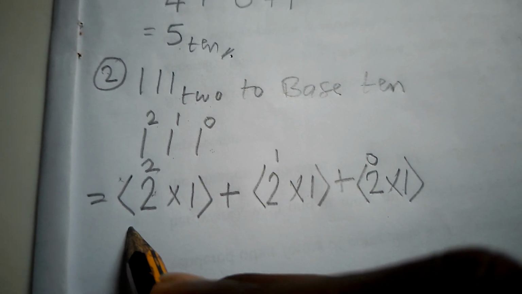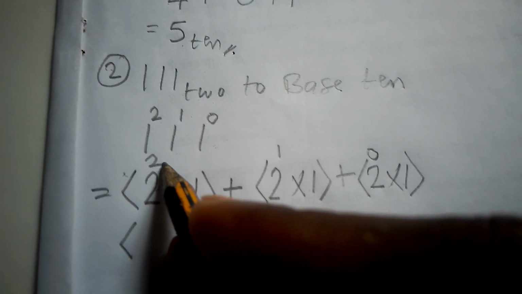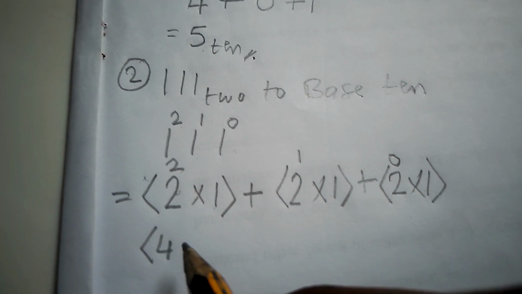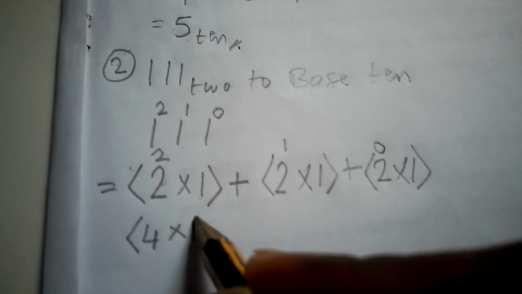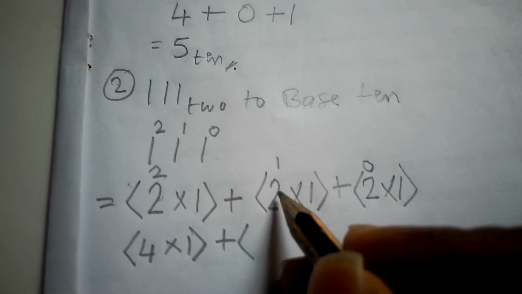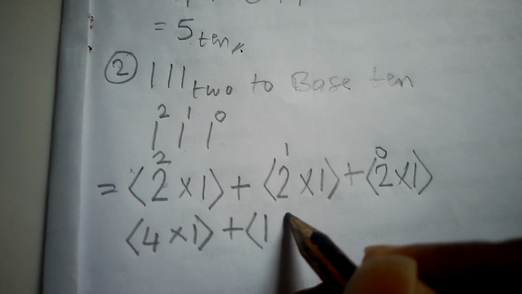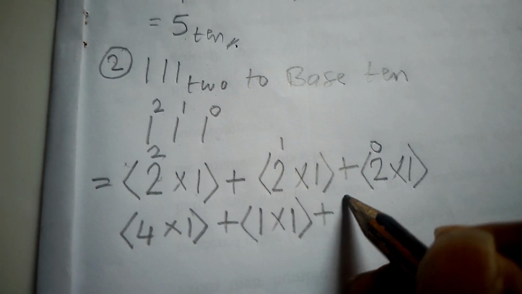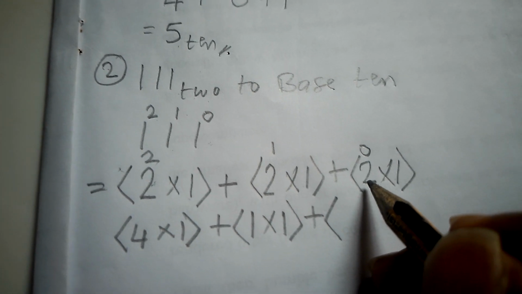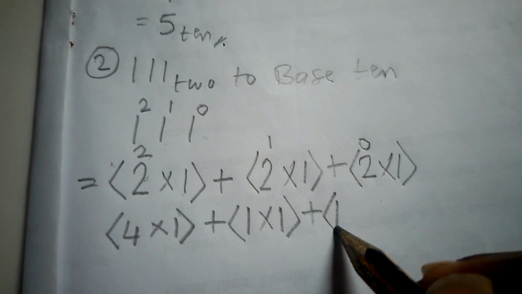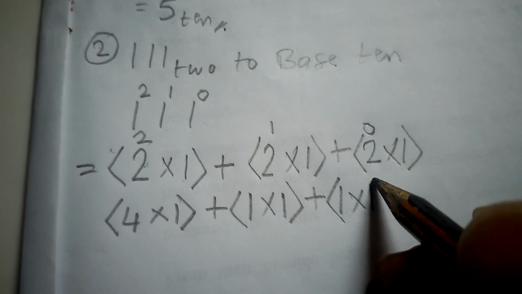Okay, now let's continue. So this is 2 raised to the power 2, and 2 raised to the power 2 will give you 4. Okay, so this is 4 times the 1. Put it over there. Plus, you put your plus. Continue. 2 raised to the power 1, that will give you 1 times 1. Close the brackets. Plus, open the bracket. Now remember I said earlier, anything raised to the power 0 will give you 1. So this is 2 raised to the power 0, which will give you 1 times the 1 over 1, then close the brackets. Now, let's multiply and add them.